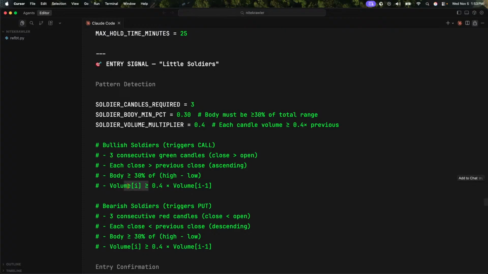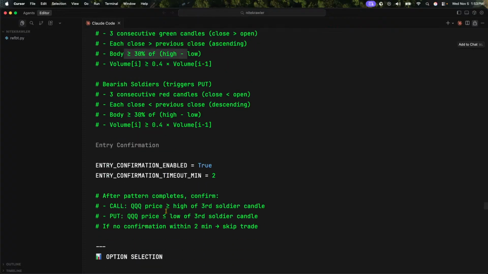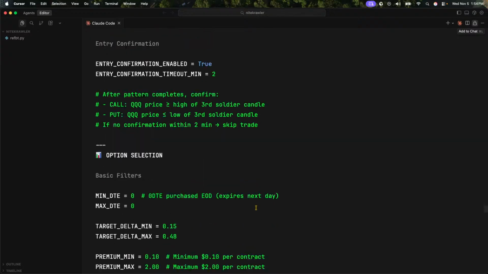And it has to be greater than or equal to the 30% minus the high. And then the put is the same thing, but with 3 consecutive red candles. Entry confirmation: after each pattern completes, confirm. For a call, QQQ is greater than or equal to the 3rd soldier candle, and for a put, the QQQ price is less than or equal to the 3rd soldier candle. If no confirmation within the 2 minutes, skip the trade.